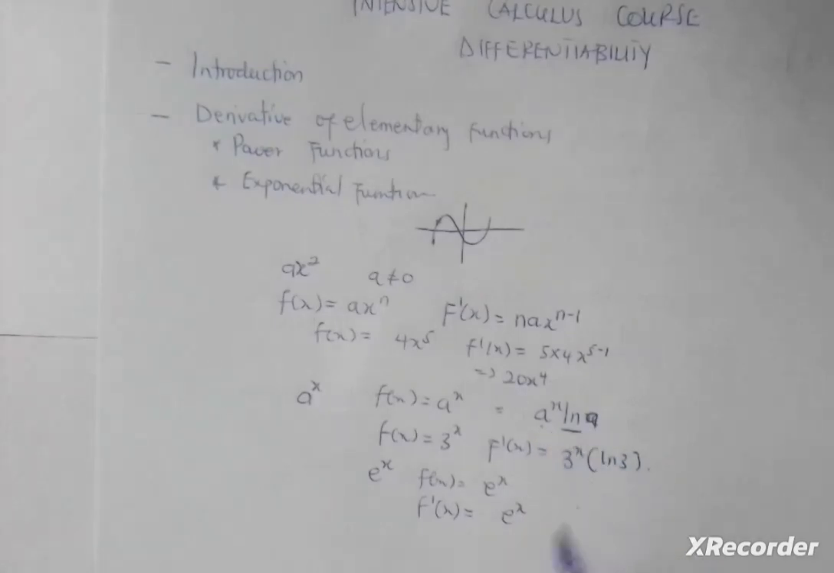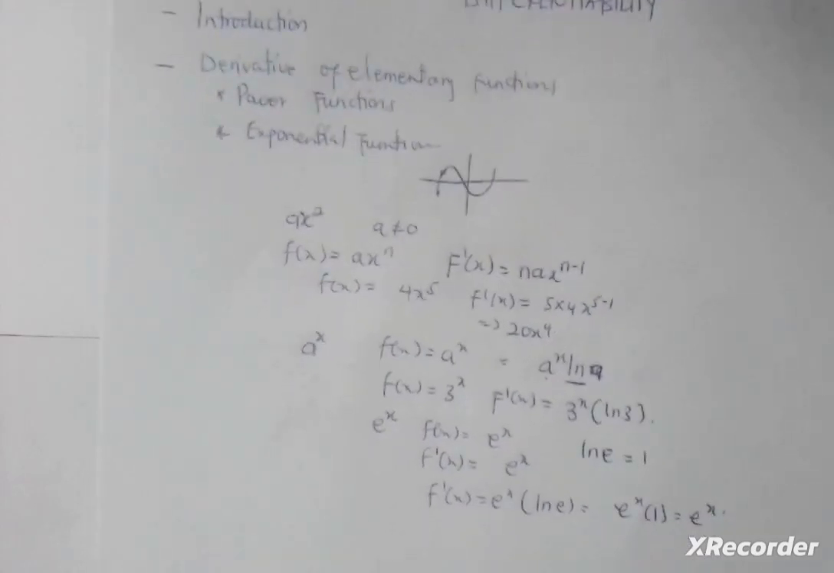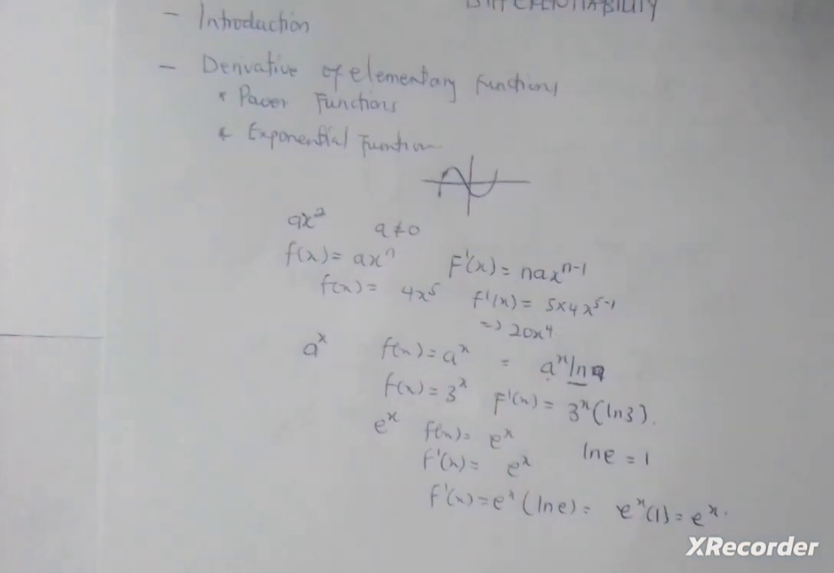Now, you know ln is natural logarithm, and natural logarithm of e is equal to 1. So I'm going to get f prime of x to be equal to e to the power x, open brackets, ln of e, which is equal to e to the power x multiplying 1, giving me e to the power x. So this gives me that the derivative of e to the power x is the same as e to the power x.